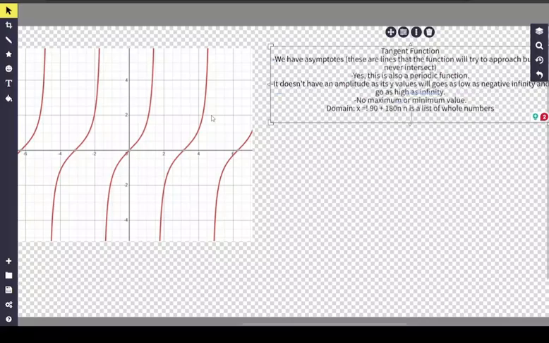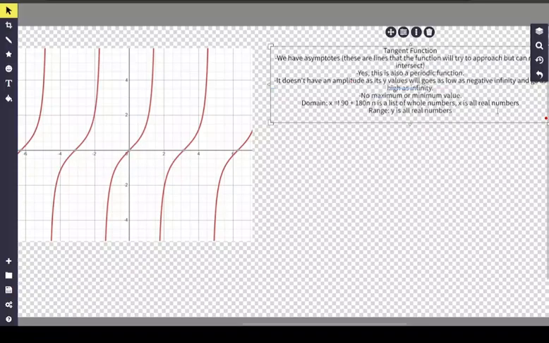And our range is y such that y is a real number. All real numbers. And remember, we have to write that for x as well. Otherwise, it will be discontinuous. X is all real numbers.